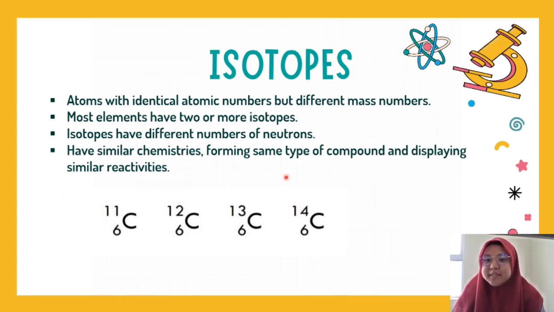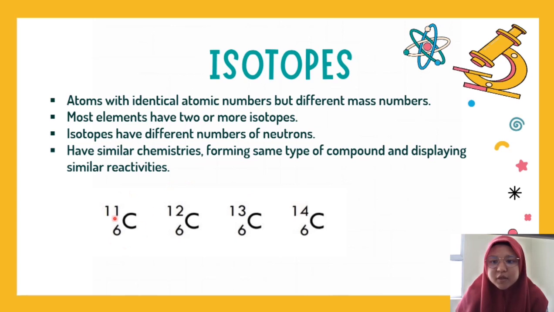Isotopes. What are isotopes? Isotopes are atoms with identical atomic numbers but different mass numbers. Most elements have two or more isotopes. Isotopes have different numbers of neutrons. Isotopes have similar chemistries, forming the same type of compound and displaying similar reactivities. So as you can see here, this is an example of isotopes.